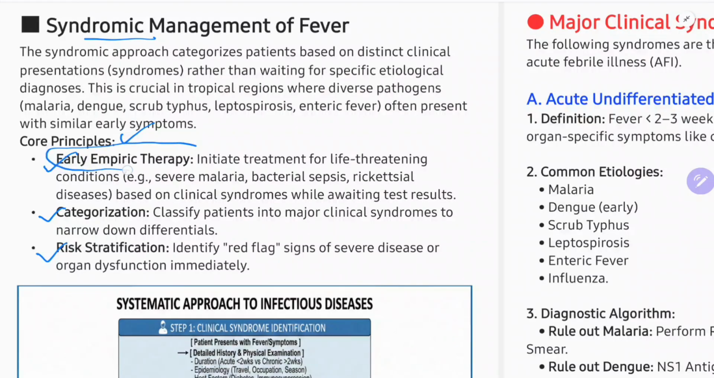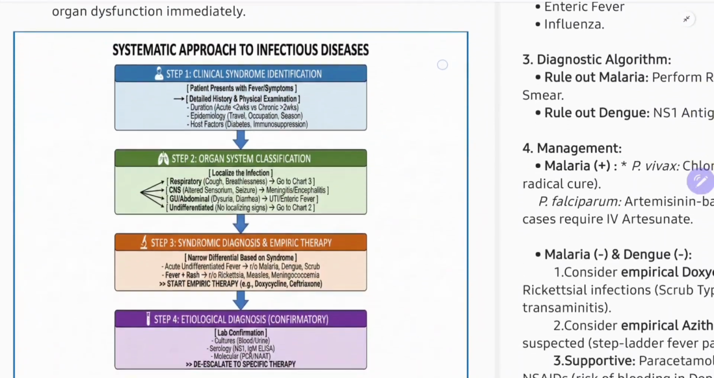So this is for early empirical therapy, and to categorize the patient, for example, into clinical syndromes like fever with chest symptoms, fever with cardiovascular symptoms, fever with CNS symptoms like that, and then for risk stratification of the patients. So how does it work?